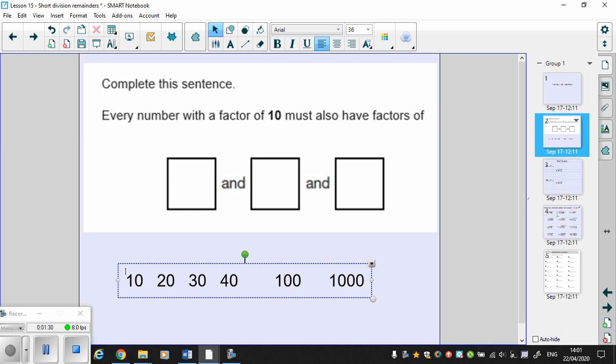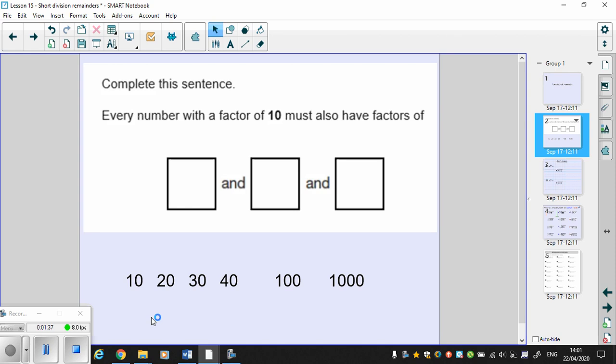The numbers which have a factor of 10 all end in 0. So we're thinking about numbers that end in 0. We're thinking about the factors of all numbers that end in 0. Well, obviously every number has the factor of 1. So let's put 1 in the box straight away.